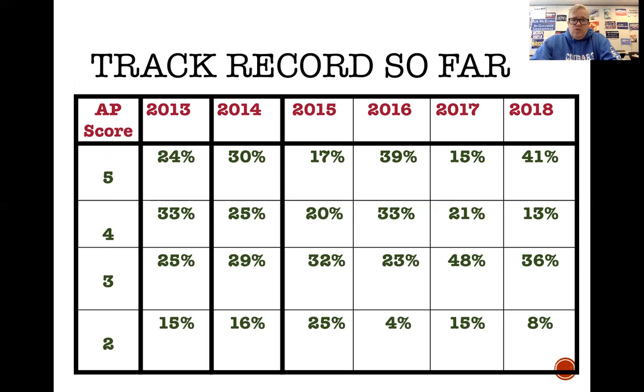So far, this is my AP score track record. 2019 and 2020 are a little bit wonky just because of the COVID data, but for the most part, 80% and above of all my students always get a 3 or above. Looks like in 2015, I had a little down year, but since then, everyone else has gotten a 3 or above, and a 3 or above counts for college credit in Washington State.